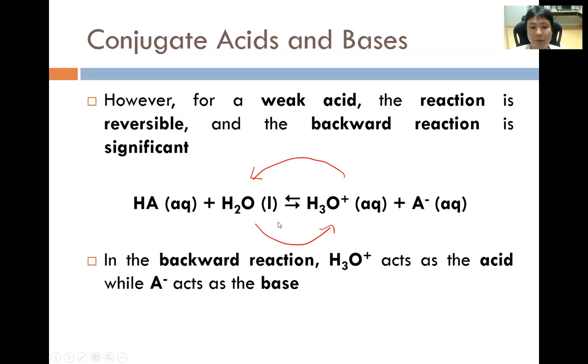Okay, so if we look at the forward reaction, again, HA is the acid, H2O is the base. If we consider the backward reaction, it's actually still an acid-base reaction, but this is the acid because this will donate an H+, which is accepted by A-. So in the backward reaction, this is actually an acid and this is the base.